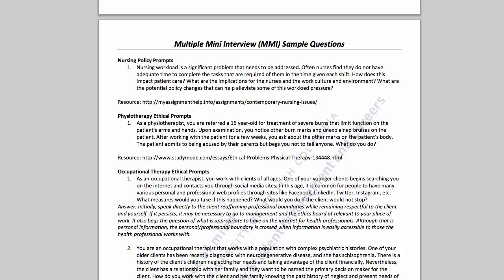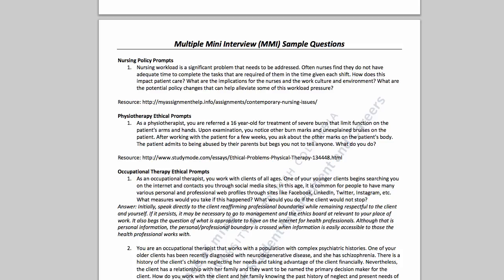As a physiotherapist, you are referred to a 16-year-old for treatment of severe burns that limit function on the patient's arms and hands. Upon examination, you notice other burn marks and unexplained bruises on the patient. After working with the patient for a few weeks, you ask about the other marks on the patient's body. The patient admits to being abused by their parents, but begs you not to tell anybody. What do you do? Let's go ahead and take a look at this one.